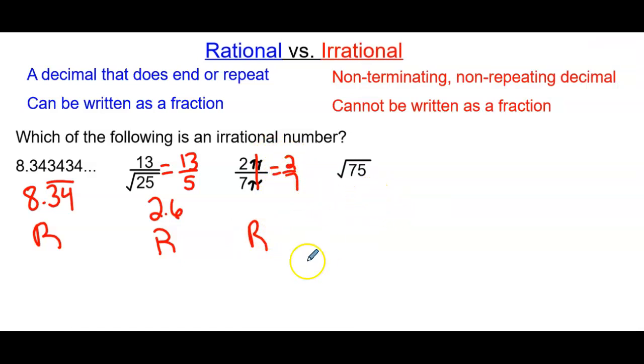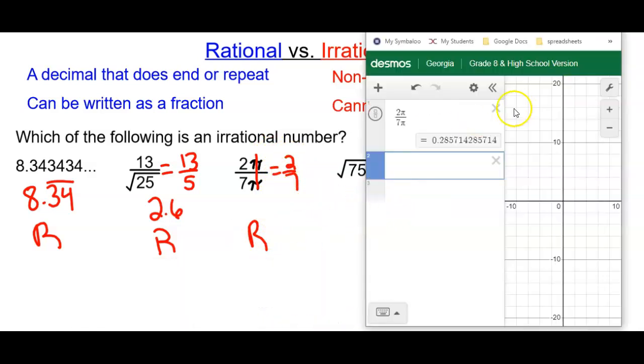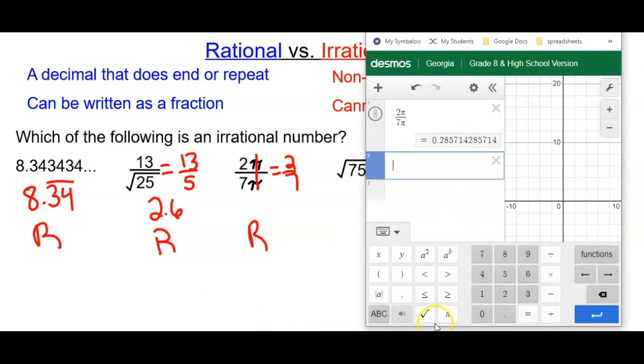And then the last one, the square root of 25. Let's turn that into a decimal. I said 25. I meant the square root of 75. This decimal does not end, but let's see if it repeats. Nope, it doesn't repeat, and you can't turn it into a fraction. Notice there's no fraction option.